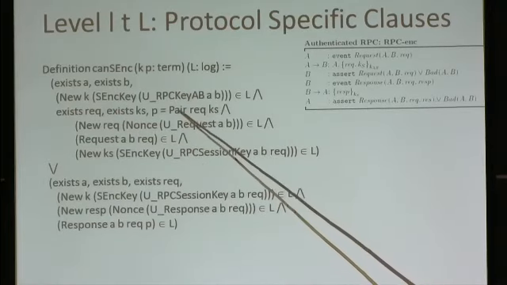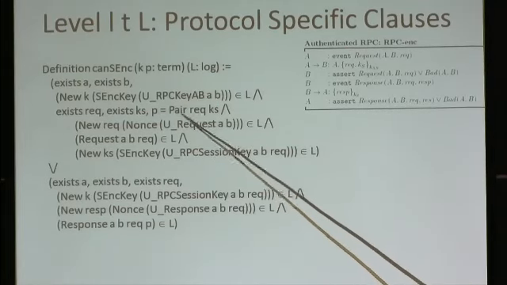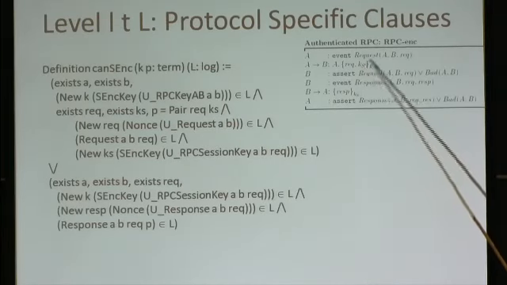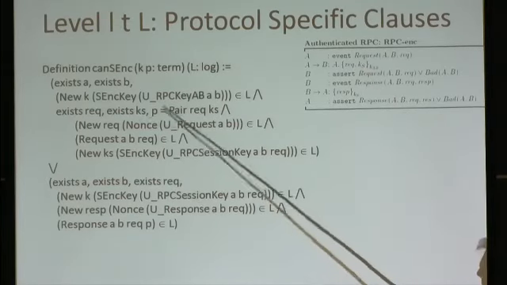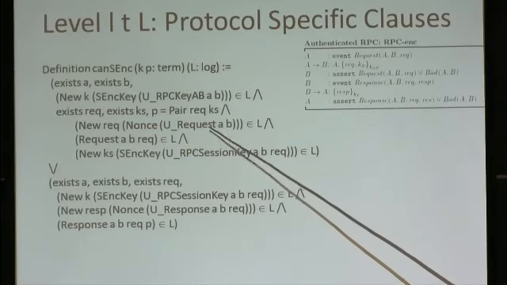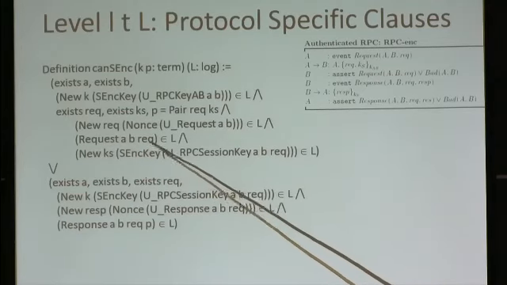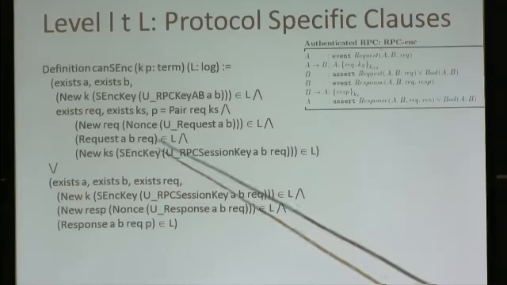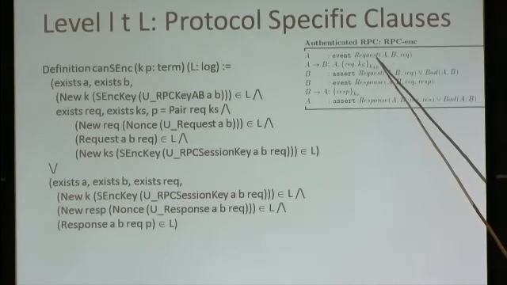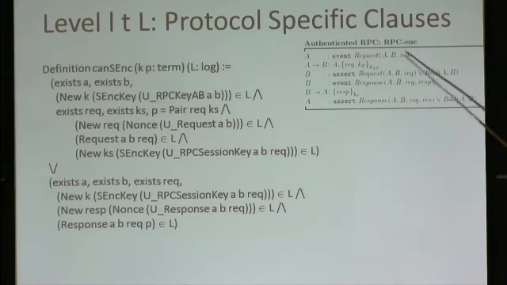as being a long-term session key between A and B, then it's okay to encrypt P if P is a pair of a request and a session key, so long as the request is in fact a fresh nonce for this run between A and B, and also that we've logged that we want to send this request from A to B. So it's saying I can only encrypt this message if I've earlier asserted that I want to send a message.